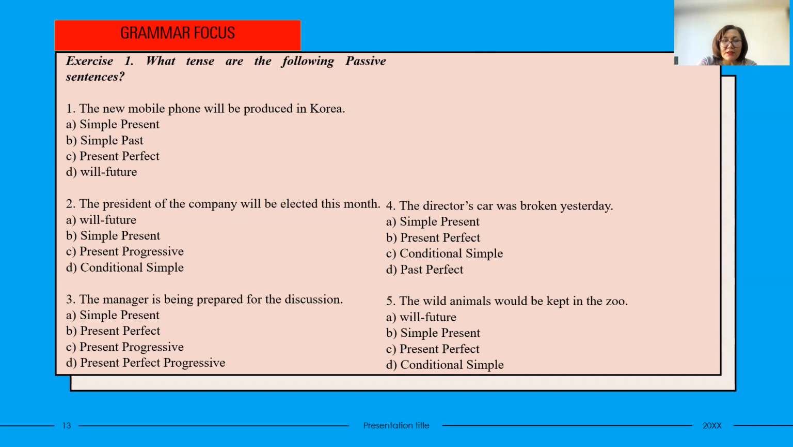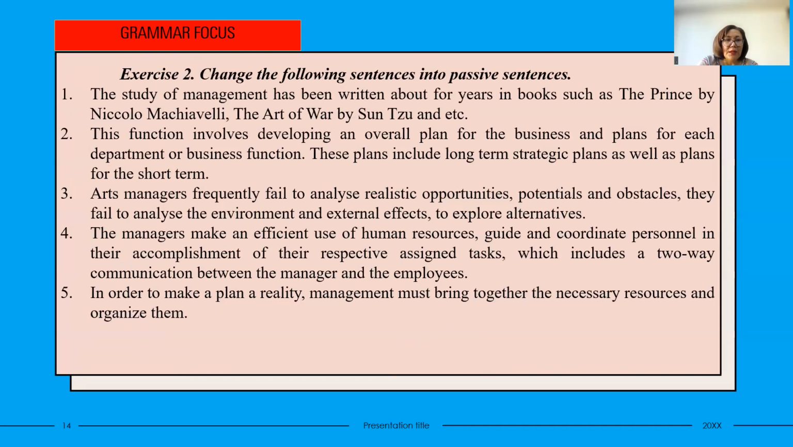The last sentence: the wild animals would be kept in the zoo. Is it will future, simple present, present perfect, or conditional simple? Yes, it's conditional simple because you can guess from the verb would. Okay, thank you. Now I ask you to change the following sentences into passive sentences. You can make a screenshot and please do it at home.